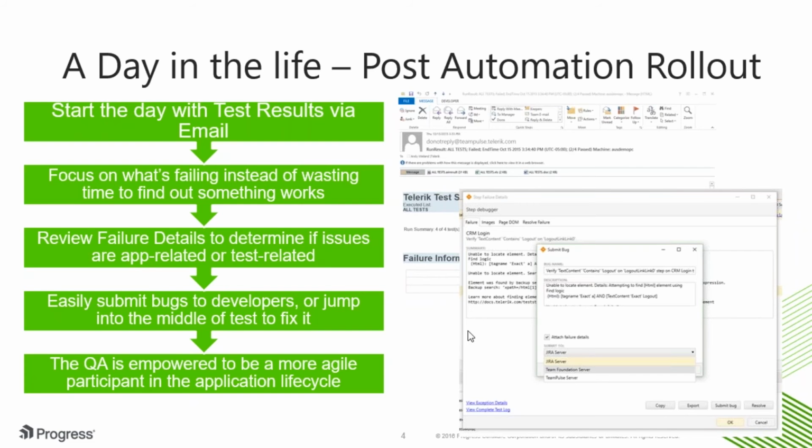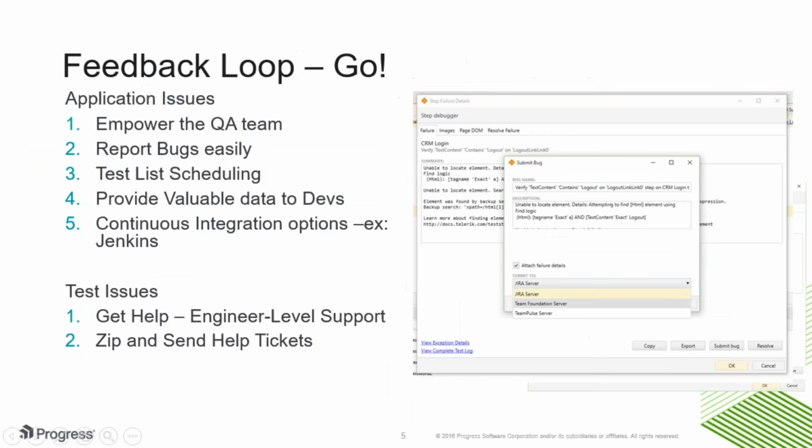instead of wasting time trying to figure out what's working. It also provides some very rich failure details data that we're going to be looking at, to help the QAs and the BAs and the folks in charge of making sure everything's working correctly to evaluate if the problem is application related or a test problem, and then also to communicate that to the appropriate people. So this really empowers the QA process.